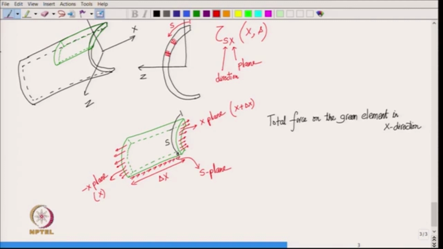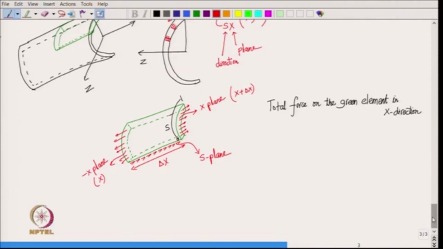Contrast this with our earlier analysis. The bottom plane was a negative y plane, and therefore, tau x y was pointing in the negative x direction, but here it is going to point in the positive x direction. All right. So, with these tractions known in the x direction, we can now do the total force balance.